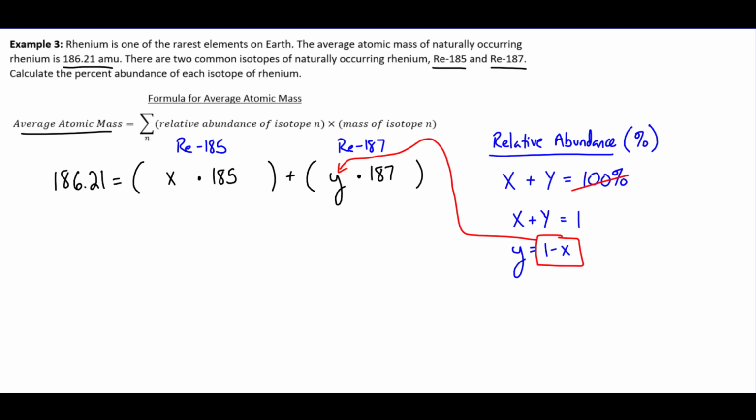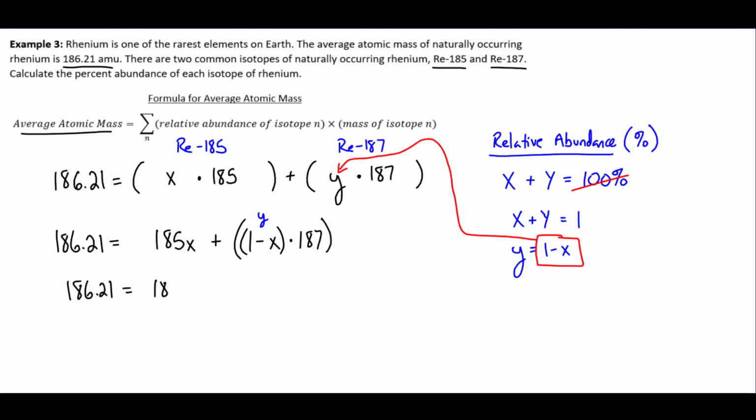Let me go ahead and write that again. It's a little bit easier to see if we just go ahead and fill out the math. And I'm going to simplify this part, that's 185 times x. And then I'm going to add on this part, and so here is where I'm putting in the 1 minus x, because that's what we're saying is equal to y. And so we still got to multiply by 187, so close that parentheses. Now I'm going to rewrite it one more time. That's still 185x. And then now we need to distribute, so that's going to be plus 187 multiplied by 1, and then we're going to subtract 187 times x.